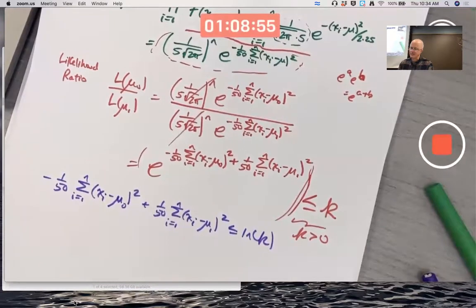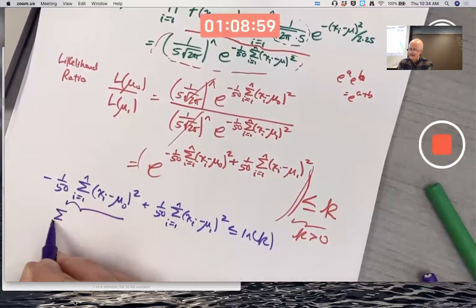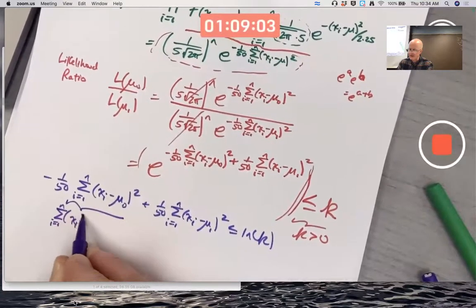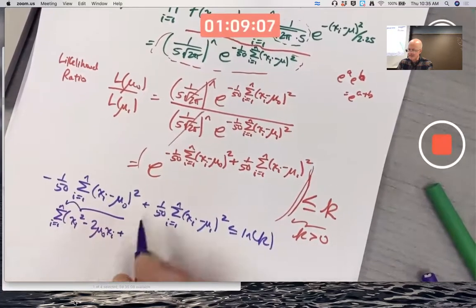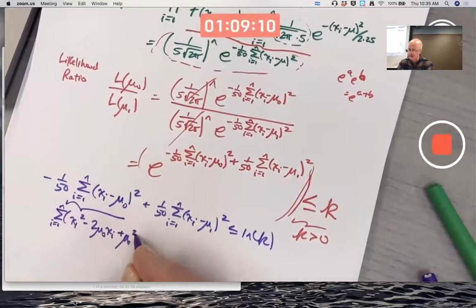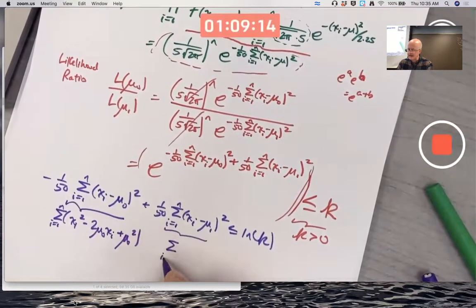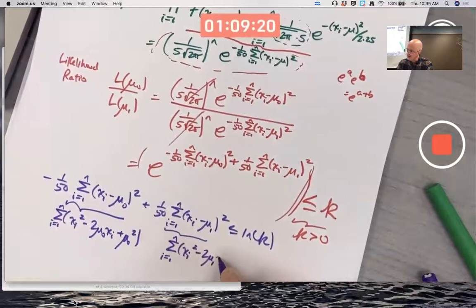Can this continue to be simplified? Yes, this is the same as this. Foil that out: xi squared minus 2 mu0 xi plus mu0 squared. And this thing is the same as this: xi squared minus 2 mu1, not mu0, xi plus mu1 squared.